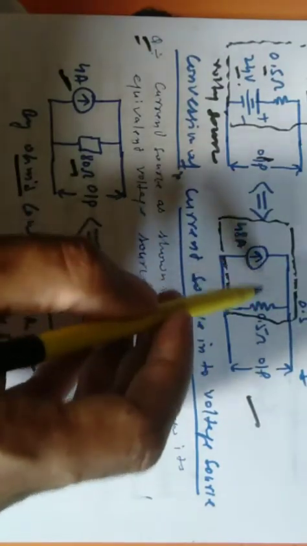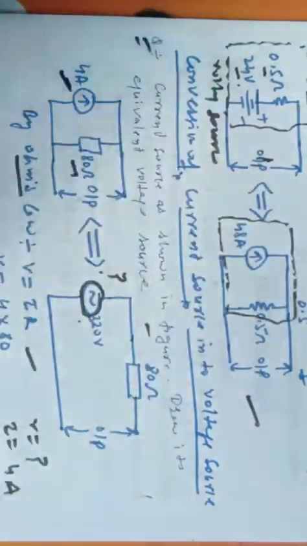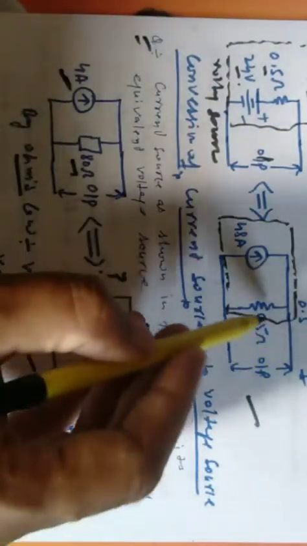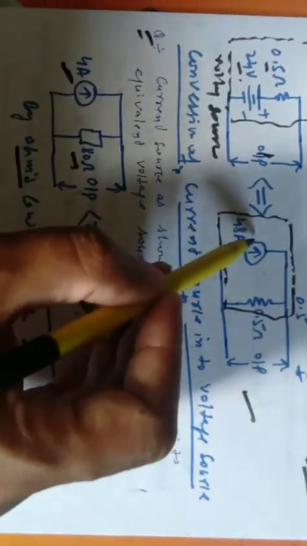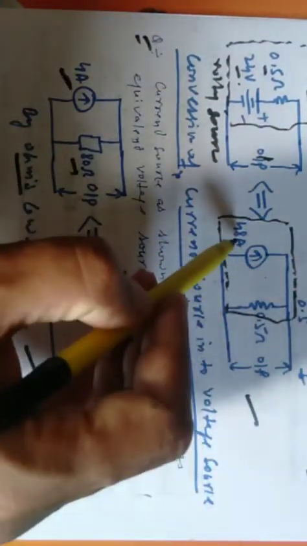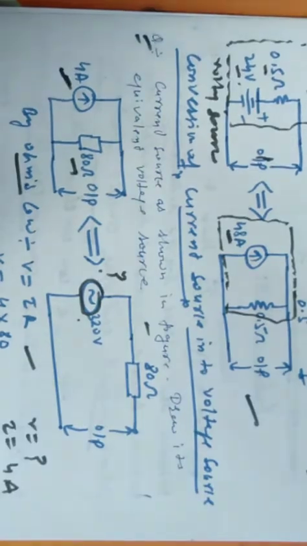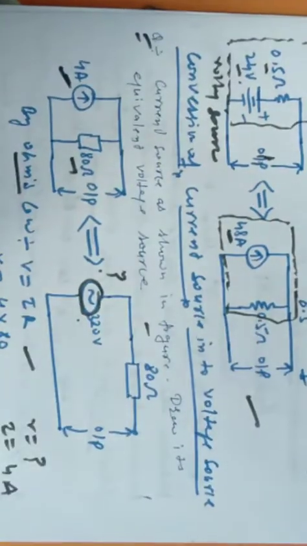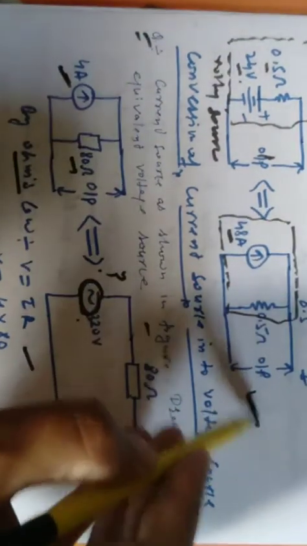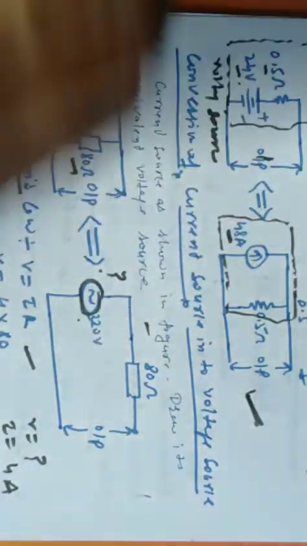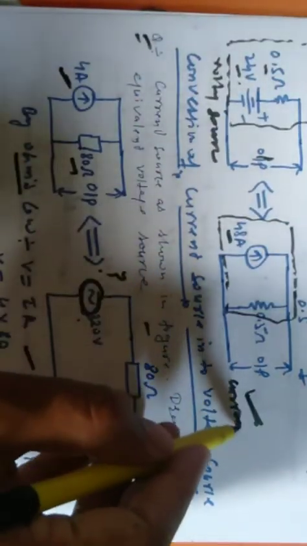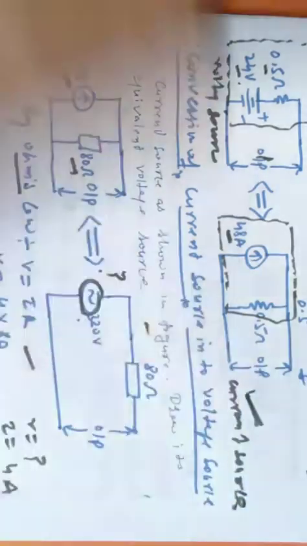Now it has to be converted into the current source. In the current source, the resistance is parallel with the load, so resistance 0.5 ohm and the current source, the value of current is 48 ampere, which is already calculated by using Ohm's law. So this is how we convert the voltage source into the current source. This is the current source.